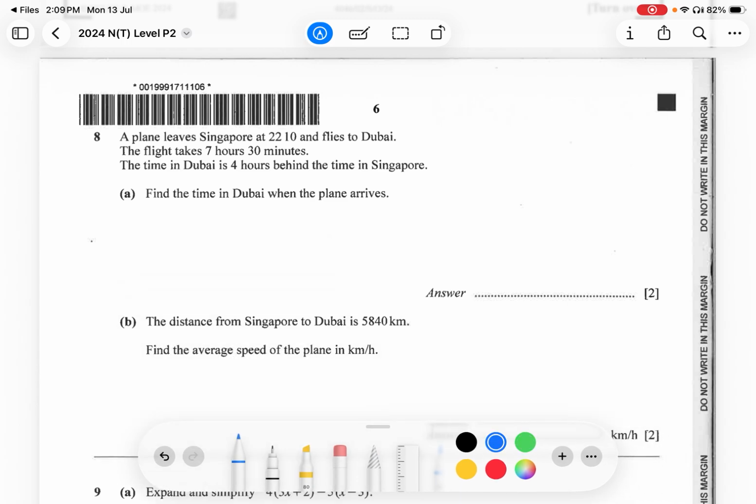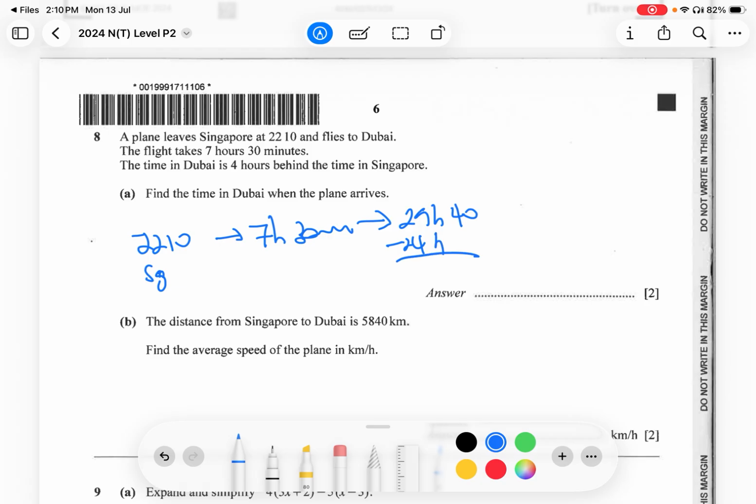A plane flies from Singapore to Dubai. It takes 7 hours 30 minutes. Find the time in Dubai when it arrives. 2210 Singapore time plus 7 hours and 30 minutes is 29 hours 40 minutes, which is minus 24, so 5 hours 40 a.m.